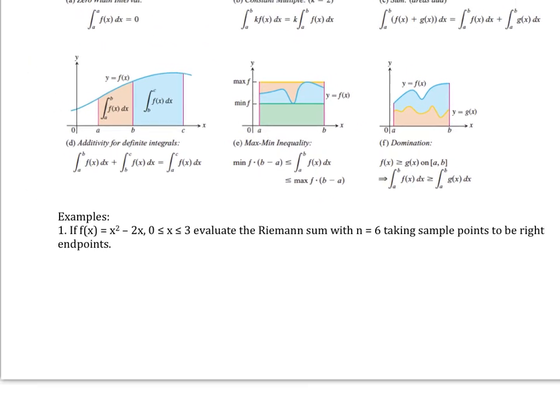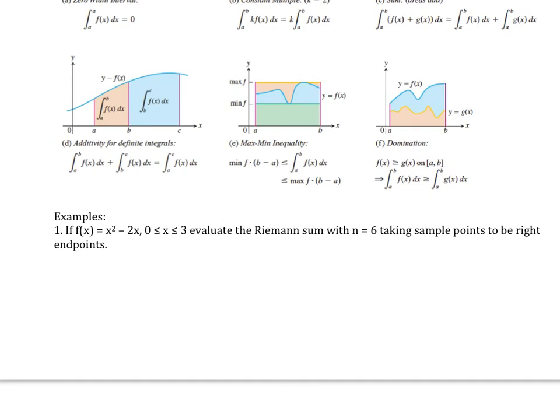So for the rest of this lesson, we are just going to do a bunch of examples. For number one, it says, if f of x equals x squared minus 2x, and x is between 0 and 3, evaluate the Riemann sum with n equals 6, taking sample points to be right endpoints. So we're going to do right endpoints, and I've got my function, x squared minus 2x.